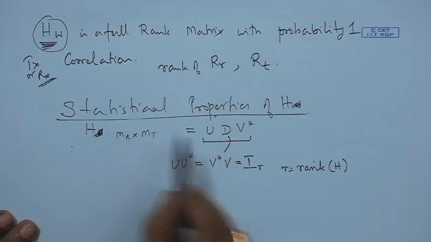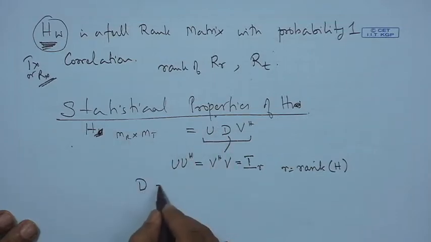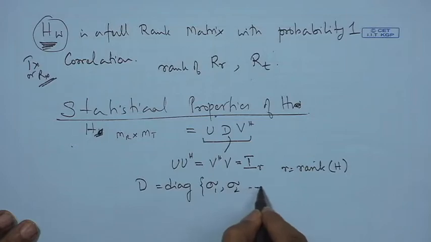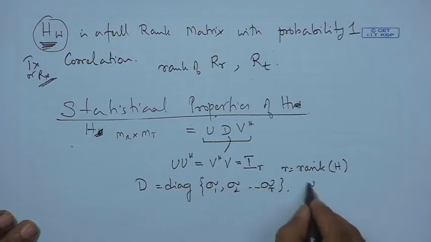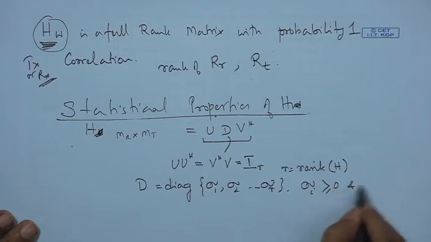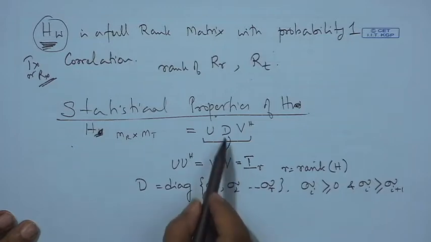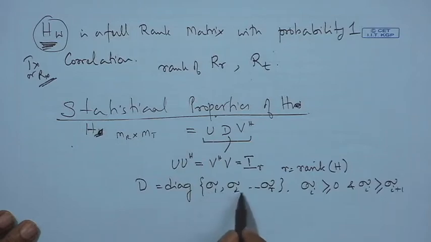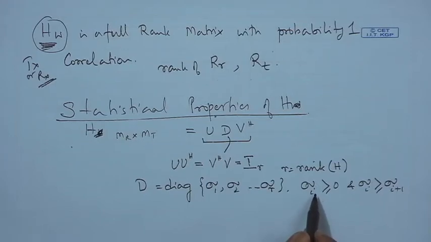You would write D as diag sigma 1, sigma 2 up to sigma r, with sigma i greater than or equal to 0 and sigma i greater than or equal to sigma i plus 1. That means the diagonal elements are arranged in such a way that the first element is greater than the second element and so on up to the last element. The last element is the lowest singular value, and all of them are greater than or equal to 0. So, they are non-negative. That is one of the outcomes of this particular process.